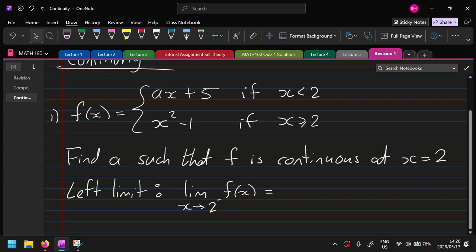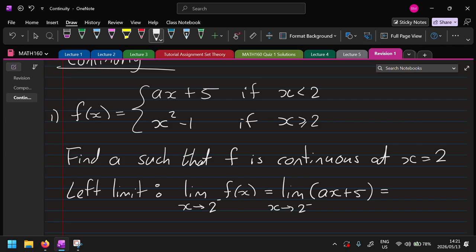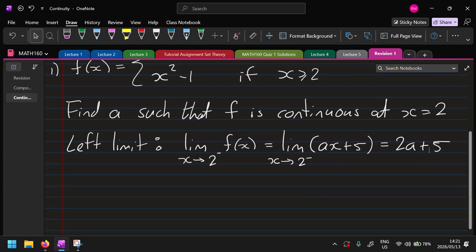Okay, so if we're coming in from the left side, it's going to be 2 minus. Which one do we use for the limiting case? The first one. That will be from the left. Okay. Now there's no issues with the limits, right? There's no discontinuities, nothing like that. We can just put the 2 inside. Okay. It's just a straight line. There's no issues with the limits. What about the right limits?